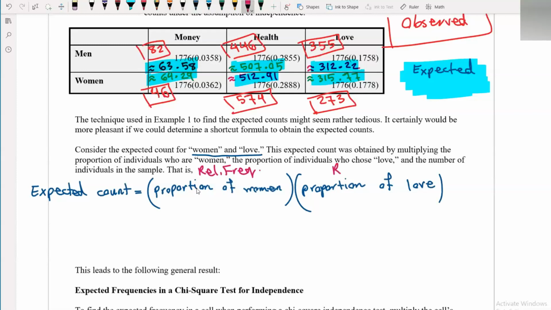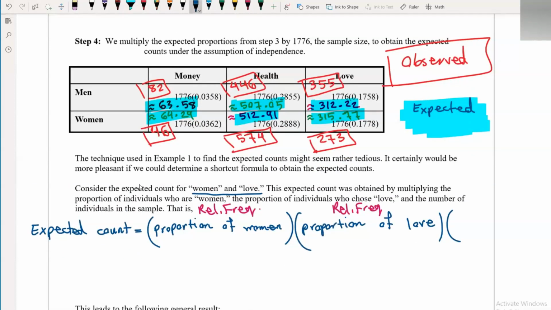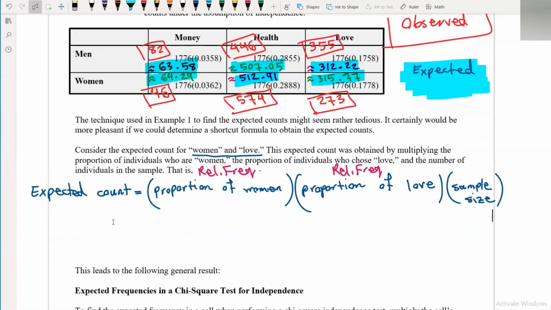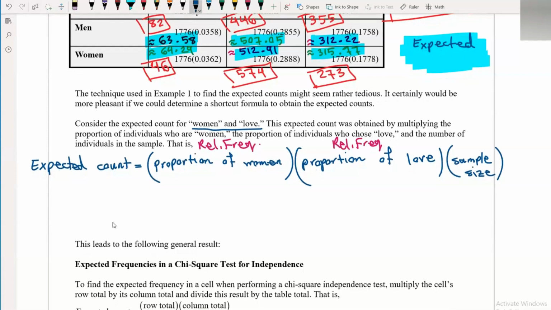Here again, this one is relative frequency. So proportion or relative frequency, these are the same. Finally, in step 4, we multiply by sample size. So we did all these to find expected count. Here we had 893 divided by total. The proportion of love is 628 divided by total. And finally, multiply by sample size.